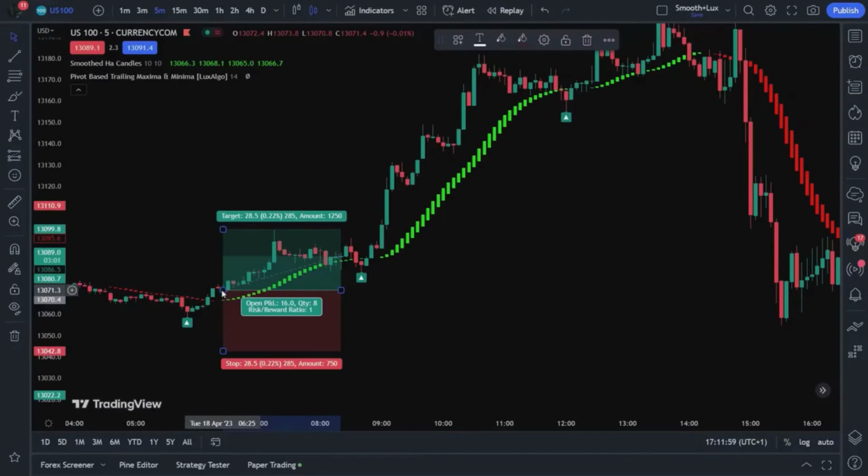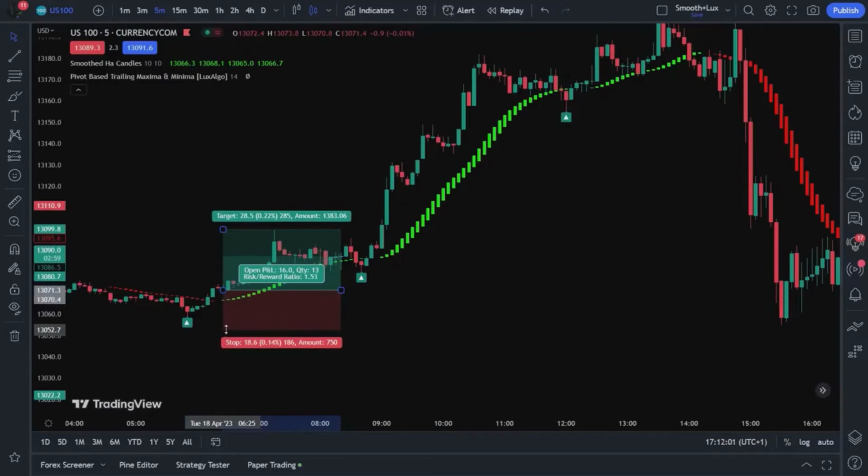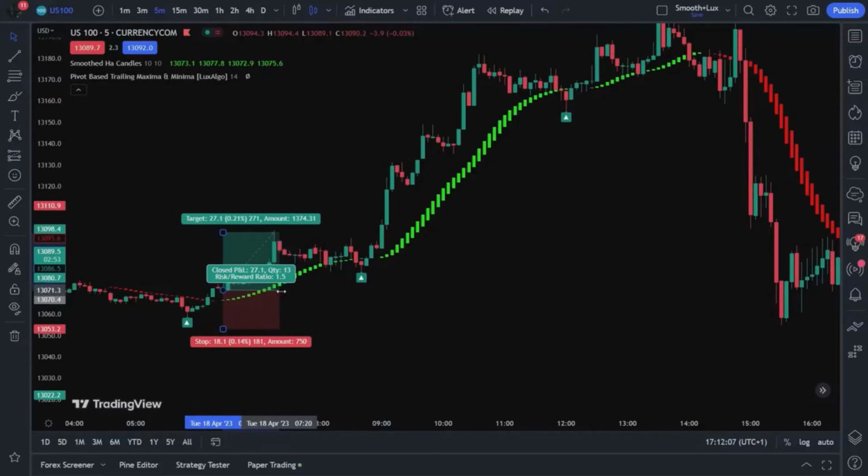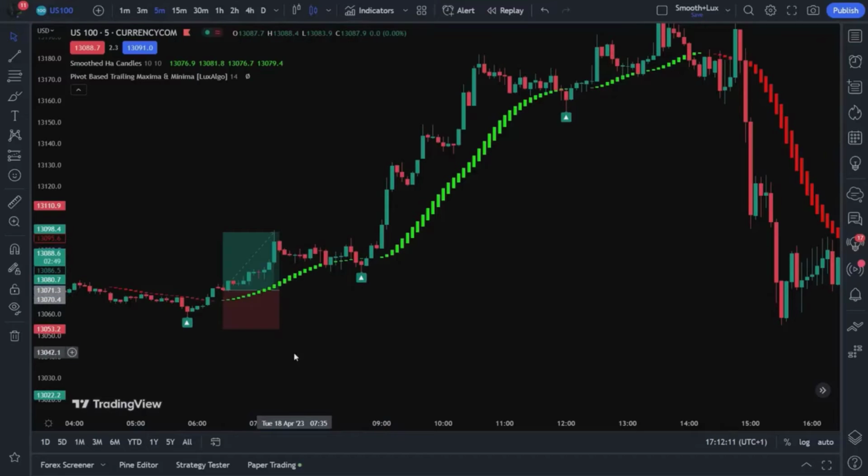We enter as soon as the Smoothed Heiken Ashy Candles have turned green, and we are setting our stop loss at the recent pivot, which is here. We target a risk to reward of 1 to 1.5, and as you can see here, we would have caught a nice trade. Let's move over onto short examples.